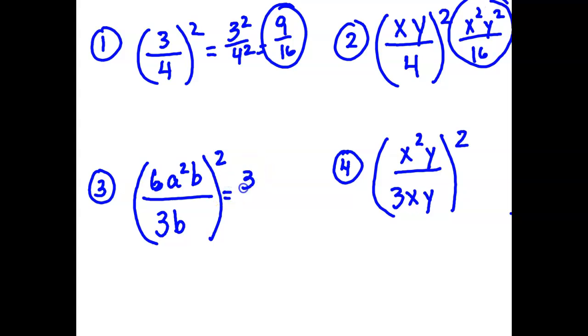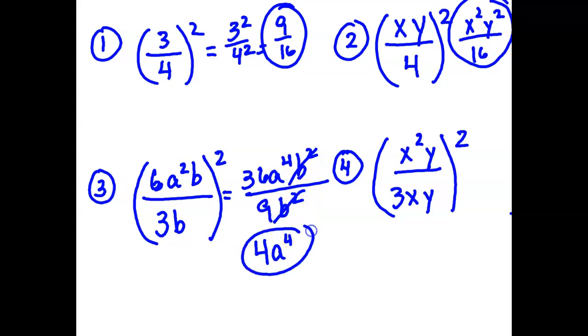Number 3 would be 36 a to the 4th power b squared, all over 3 squared, which is 9b squared. Okay, 36/9 is 4, so 4 a to the 4th, and b squared divided by b squared is just 1, so they would cancel out. So our final answer would be 4a to the 4th power.